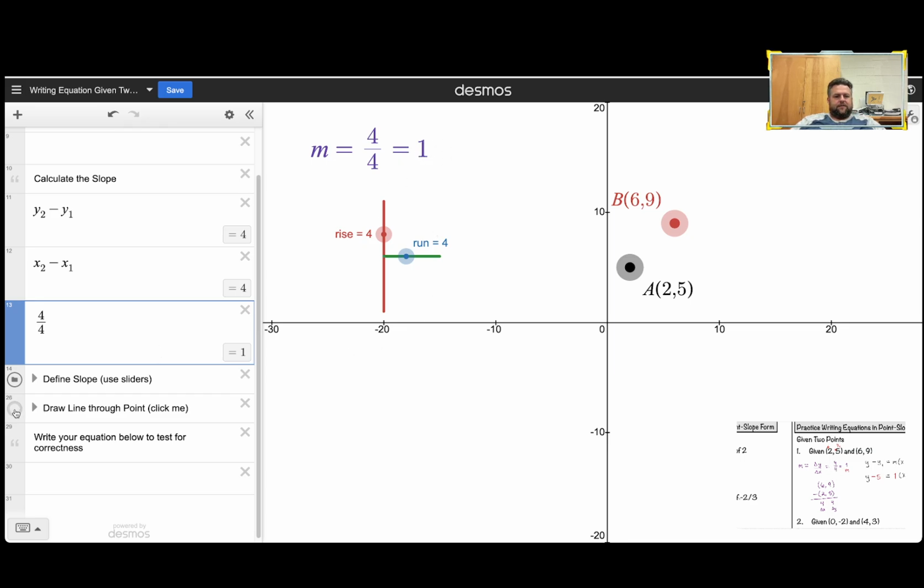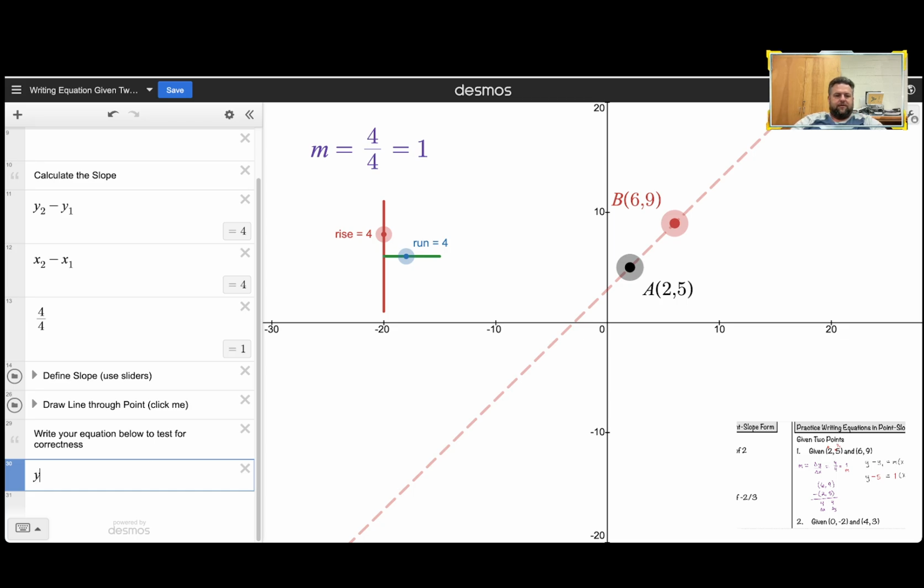So the goal is, let's draw the line that goes through both of those points. Let's test the equation that we came up with. The equation we came up with was y minus 5 equals 1 times x minus 2. And as you can see, it covers up the dotted line.